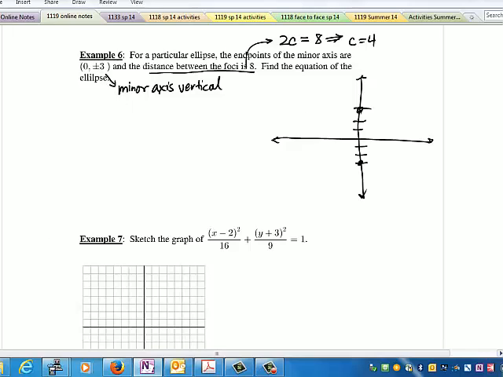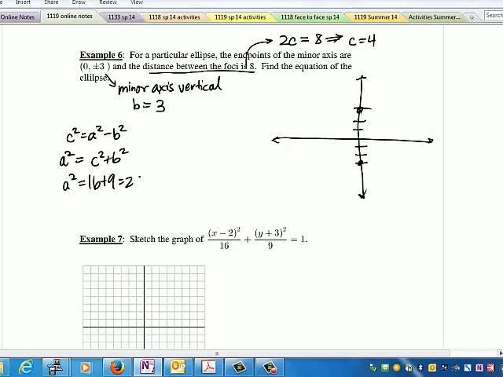And half the length of the minor axis is b. So we can get from this information that b is 3. And we're always needing to know a and b and c to have all of our pieces put together. So c squared is a squared minus b squared. And I'm trying to find a, so a squared would be c squared plus b squared. In this case, that's 16 plus 9.